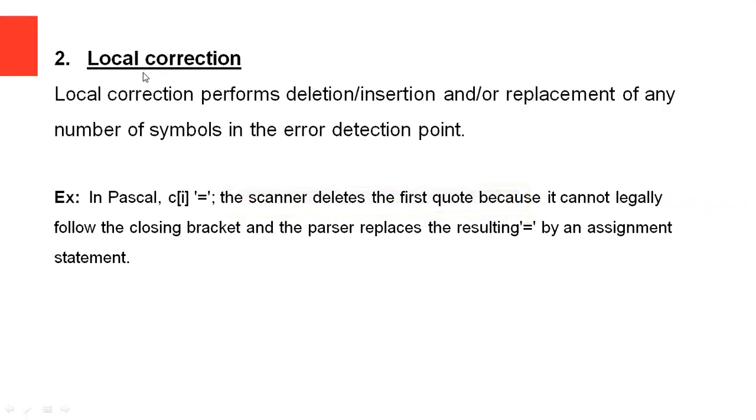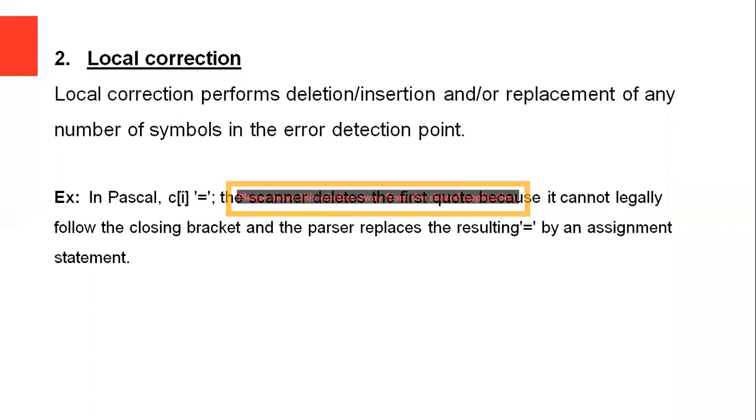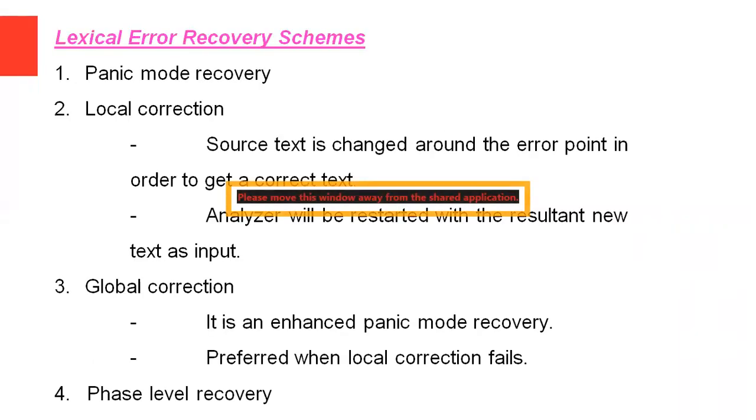So the second one is local correction. So what is local correction? In the previous discussion, we covered what local correction is. Local correction is where the source text is changed around the error point in order to get a correct text.